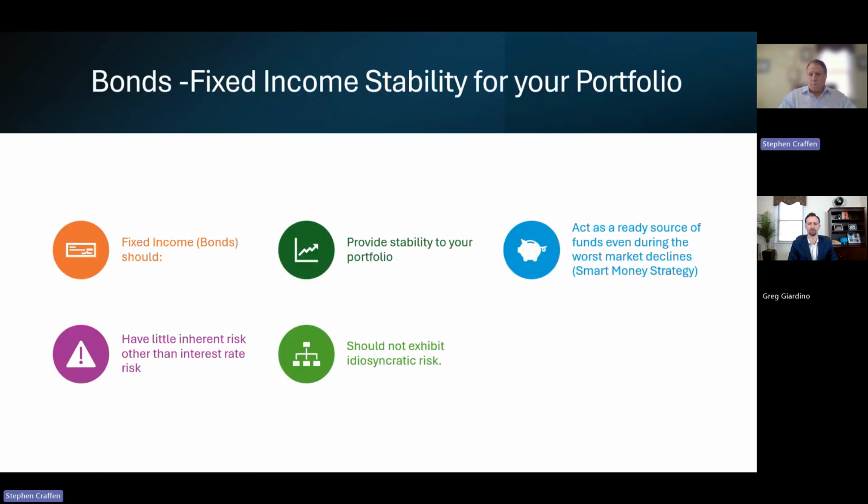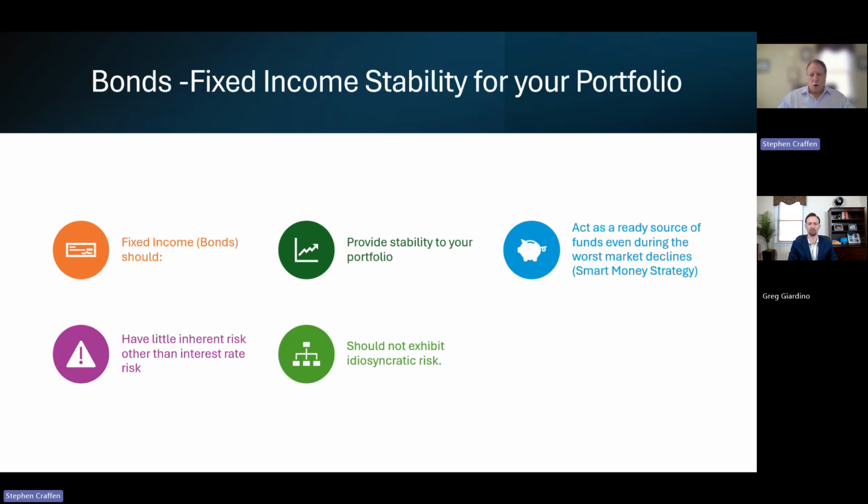So what's the purpose of bonds in your portfolio? Well, it's really meant to add stability and to provide a reservoir of wealth that you know you can safely tap no matter what happens with the market, the stock markets, the equity markets, and also the economy. So fixed income should provide stability. It should act as a source of funds, even in a worse market, something you can sell if you need cash, and it would not have declined in value.